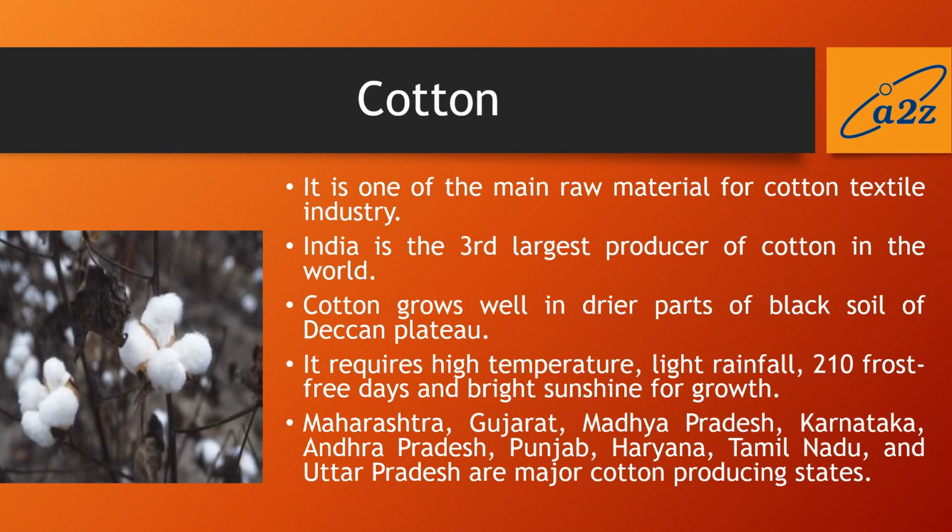Next crop is cotton. It is one of the main raw materials for cotton textile industry. India is the third largest producer of cotton in the world. Cotton grows well in drier parts of black soil of Deccan Plateau. Also, it requires high temperature, light rainfall, 210 frost-free days and bright sunshine for growth.